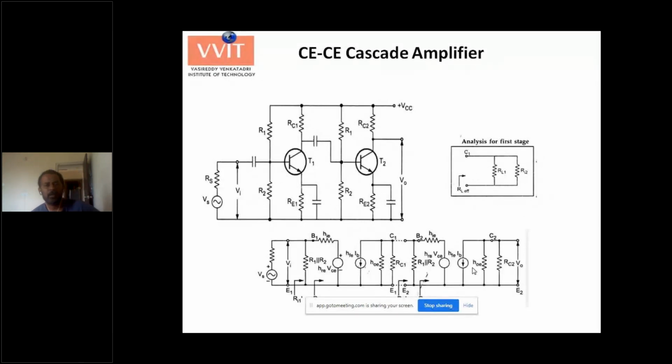Now, let's look at the analysis problem of the CE cascade amplifier, where 2 CE amplifiers are cascaded, connected like this. The purpose is to increase either voltage gain or power gain. You may be asked to analyze this scenario. In the analysis, you need to find out the overall voltage gain, overall current gain, overall input resistance, and overall output resistance.